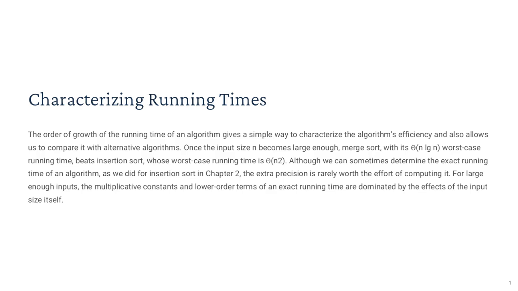Exact calculations of running time, like those for insertion sort in Chapter 2, are often unnecessary. Once input sizes grow, constant factors and minor terms are dominated by the leading term, making asymptotic analysis efficient. By focusing on the dominant term, we gain insights into scalability and efficiency, enabling better decisions in algorithm selection. This chapter explores these concepts, providing tools for characterizing and comparing algorithms effectively.